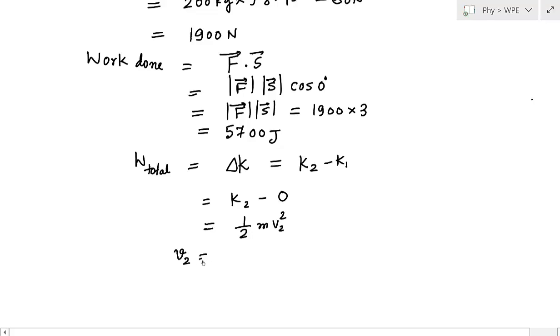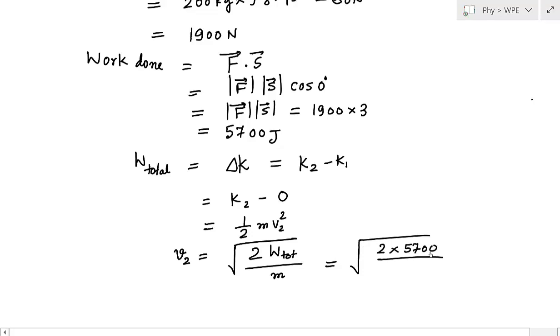So V2 is nothing but 2 times W total divided by M, and then I have to take the square root of all this. So this is the velocity. We have already calculated the total work done in this motion, so we can plug it in. 2 times W is 5700, divided by mass, and mass is known, that is 200 kg. If you calculate all this, it will turn out to be 7.55 meter per second. So this is the velocity at point 2.